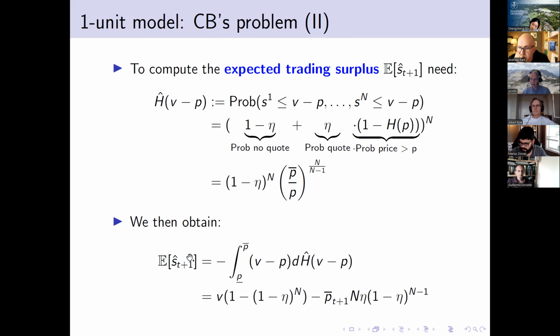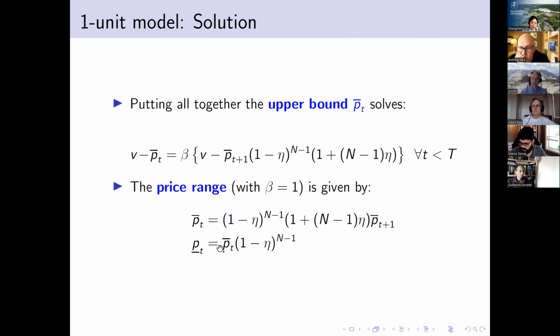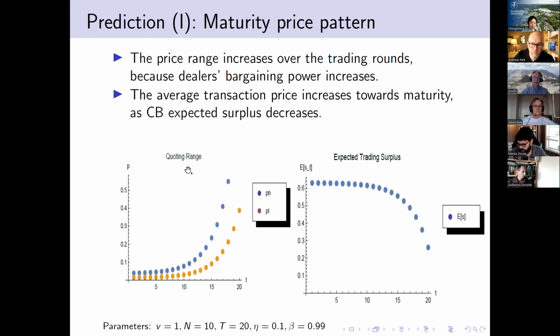But you can get everything in closed form, and so in the end you get everything explicitly, which is the dynamic equation for the maximum reservation price the central bank is willing to pay in any given round as a function of the future reservation prices, and you can get the endogenous quoting density. And so with that, you can throw in some parameter values and then look at the implications of the model. And so what you get is something like this.